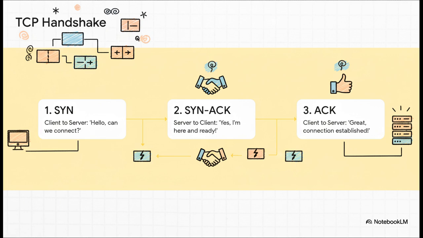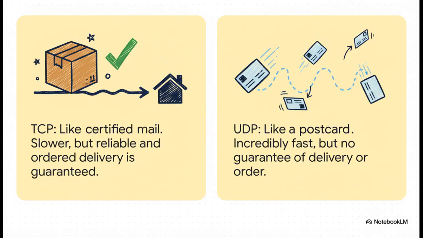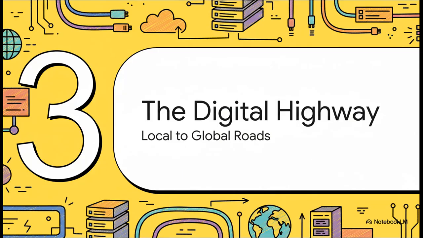This little exchange is what establishes a reliable connection, and it stops your data from just being sent out into the digital abyss. Now, that handshake is a key feature of TCP, the Transmission Control Protocol. Think of it like certified mail. It's a little slower, but delivery is guaranteed, and everything arrives in the right order. The alternative is UDP, which is more like a postcard. It's incredibly fast, but there's no guarantee it'll get there or in what order. So for loading a web page, you absolutely want TCP's reliability. But for something where speed is everything, like a live video stream or an online game, UDP is definitely the way to go.